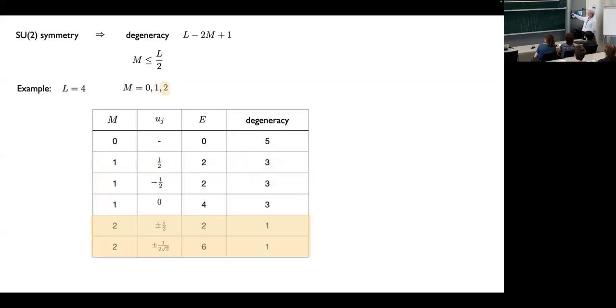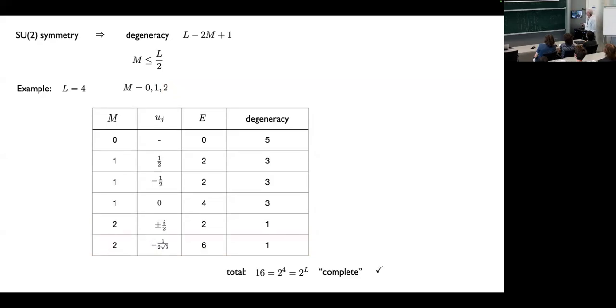And finally, for the maximum value m equals 2, it turns out there are 2 solutions of the Bethe equations. Here's one of them, and here's the other one. Corresponding energies are here, and these are singlets. Degeneracy is 1. And so if you add up numbers in this column, you get 16, which is 2 to the 4, which is 2 to the L. So we see that the Bethe ansatz is complete in the sense that it's giving us all the eigenvalues of the Hamiltonian, and in fact, all the eigenvectors. And well, that's it. So any questions about that?